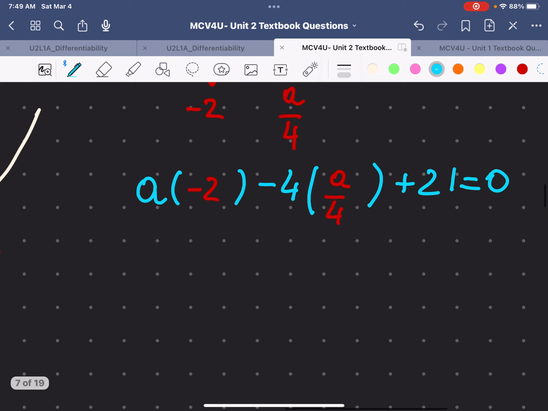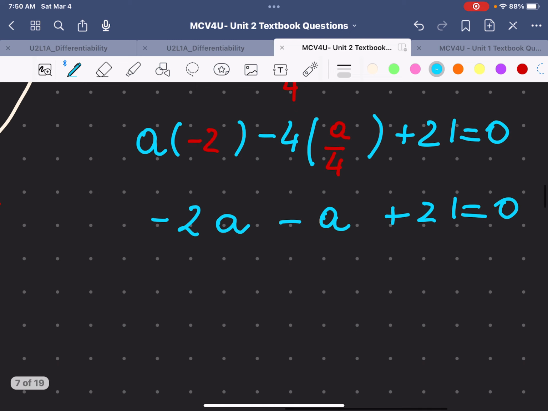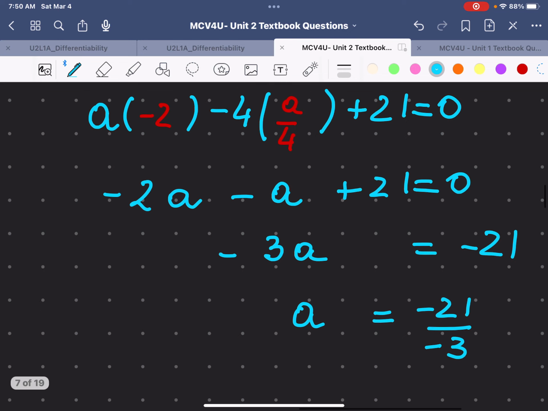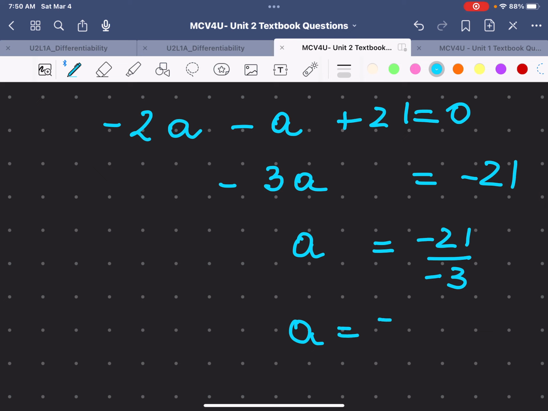So simplify: negative 2a, and you see negative 4 and 4 will simplify to negative 1, so negative a plus 21 equals 0. Combine the a terms together, so that's negative 3a. Bring 21 to the other side, that's a negative 21. Isolate a, and we obtain the value of a equal to positive 7. So a must be 7 for the tangent line to be drawn at the point where the x value is negative 2.